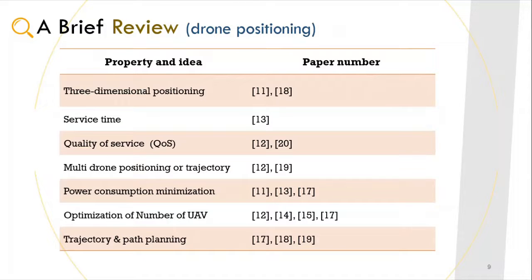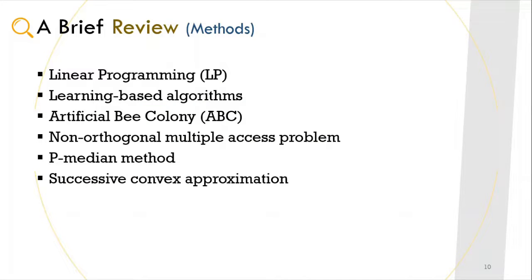When it comes to drone positioning, many different aspects have been analyzed in previous articles, but the main properties considered are 3D positioning, service time, QoS, multi-drone trajectory, power consumption, and etc. Frequently used methods to solve the positioning problem in previous articles include linear programming and learning-based algorithms. Other methods mentioned here include artificial bee colony and non-orthogonal multiple access.